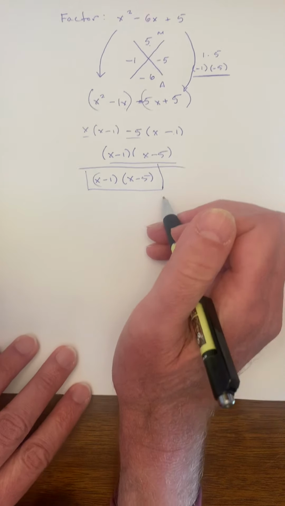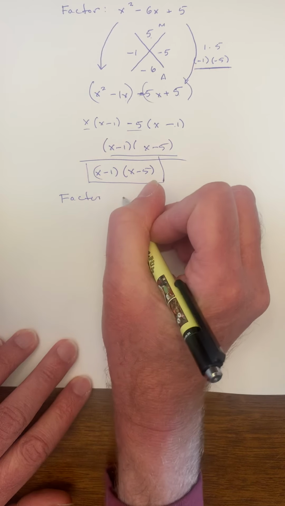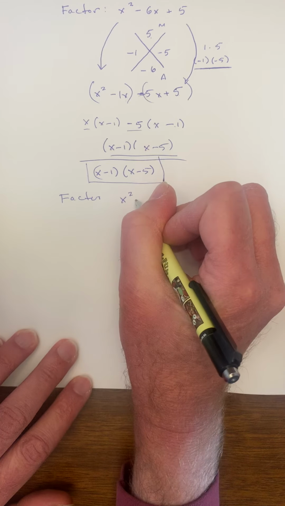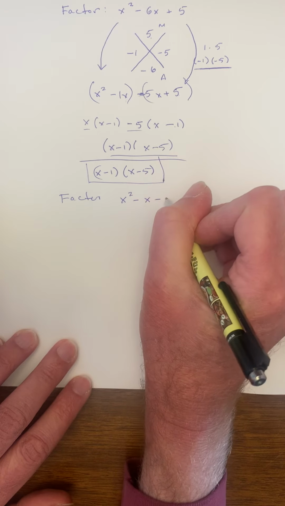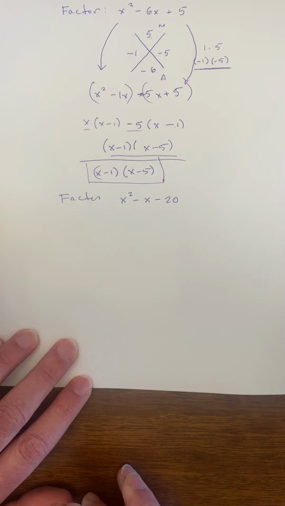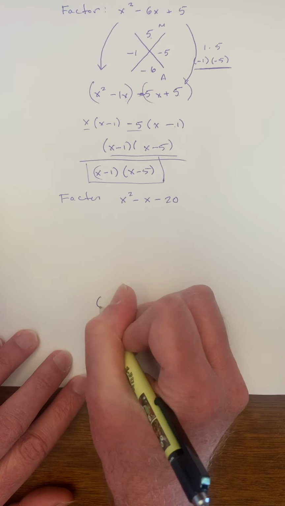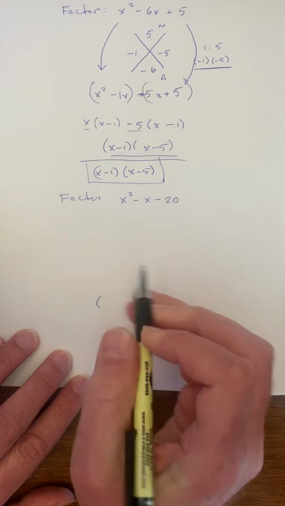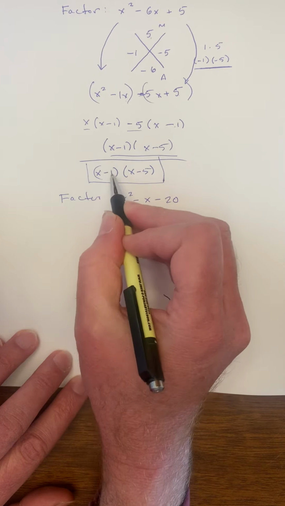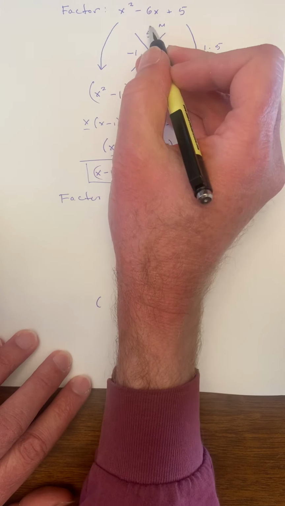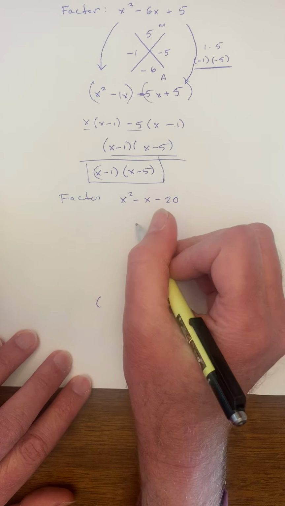So last example, let's factor x squared minus x minus 20. My goal is to end up with two binomials that will, if I double distribute, like here, if I foiled this out, I would have ended up with that. So here, I'm going to make my x.